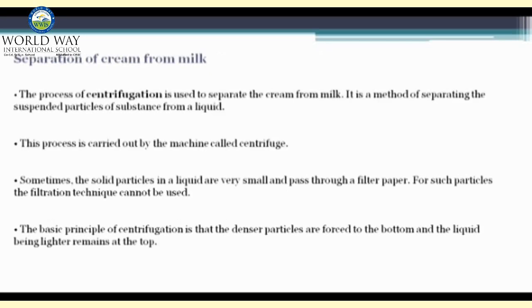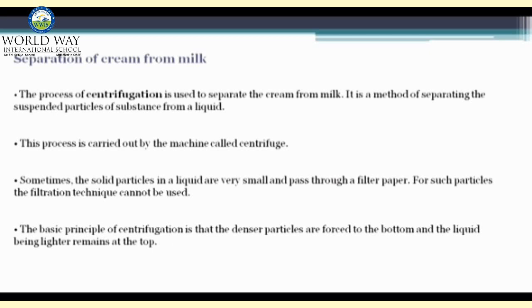Now we'll study the next technique, that is centrifugation. It is used to separate cream from milk. Basically, it is a methodology to separate the suspended particles of a substance from a liquid. This process can be directly carried out with the help of a machine which can centrifuge the material poured inside it.